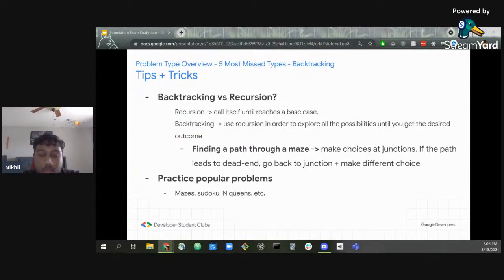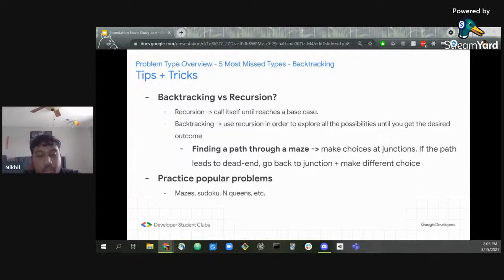Normally people confuse backtracking and recursion because of the similarities of the two approaches. The thing to note though would be that recursion is a way to solve a problem, and backtracking is an application of recursion in solving a problem involving many possibilities.